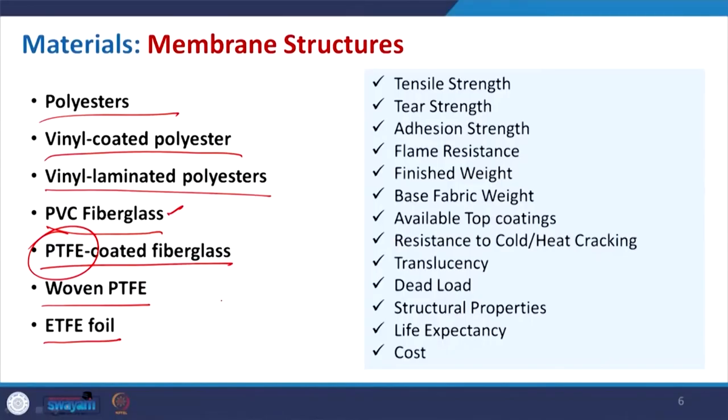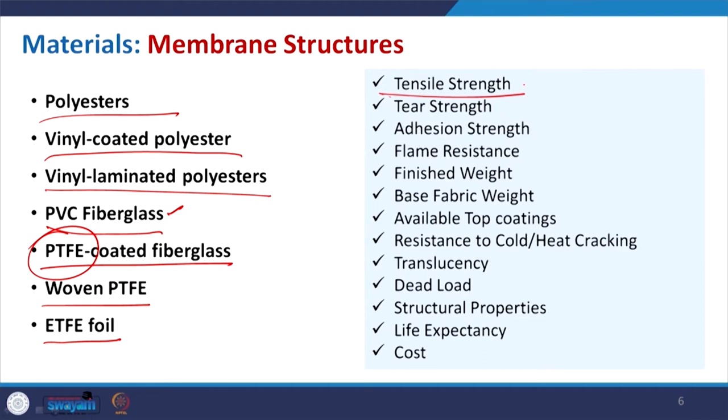So looking at the material, normally we should focus on certain criteria to select a material for a fabric tensile structure or membrane tensile structure. So what are those points? These are listed here. We will first see the tensile strength, which is the base or the backbone of this kind of structure. As I mentioned, it gets stability due to proper tensioning.